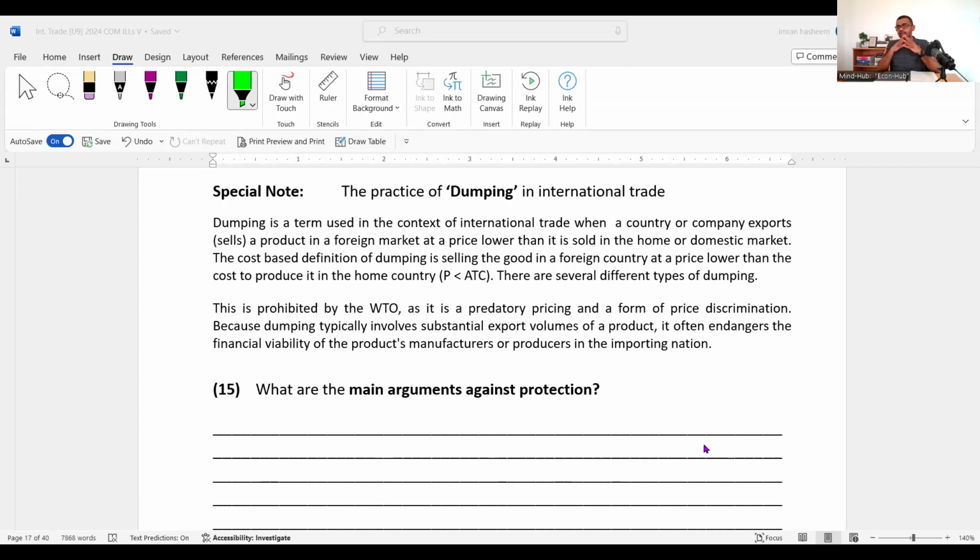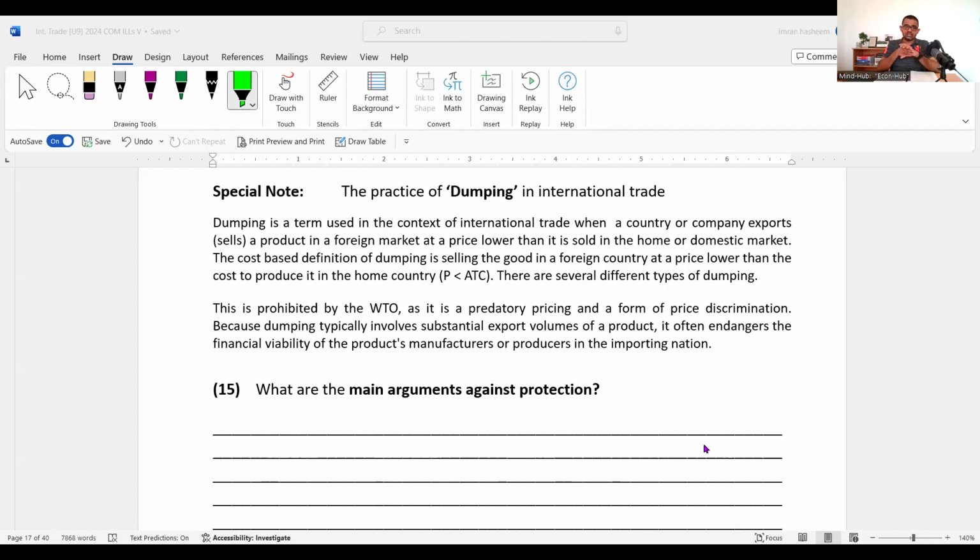We can define dumping from a cost perspective also. So there it's very simple. When you price the product in whatever foreign country you export the product to, for that country it's an import, right? In a foreign country, if you sell a product at a price which is lower than your average total cost, which is lower than the cost to produce the product in your country, then that's called dumping.